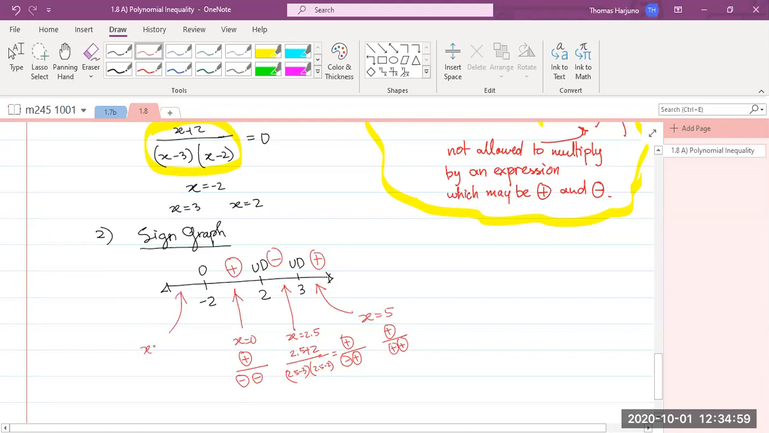But when x equals -5, -5 plus 2 is negative. -5 minus 3, that's negative. -5 minus 2, that's also negative, here.